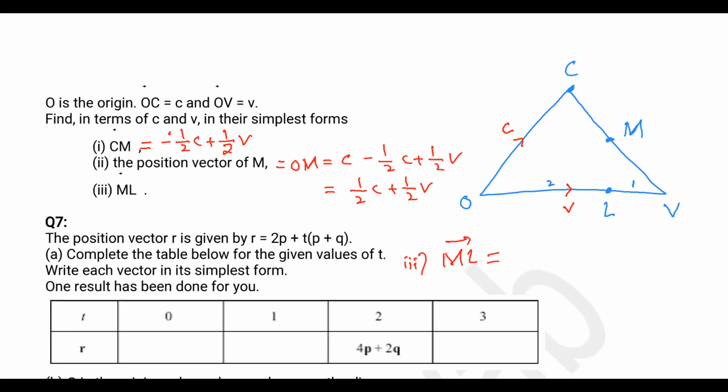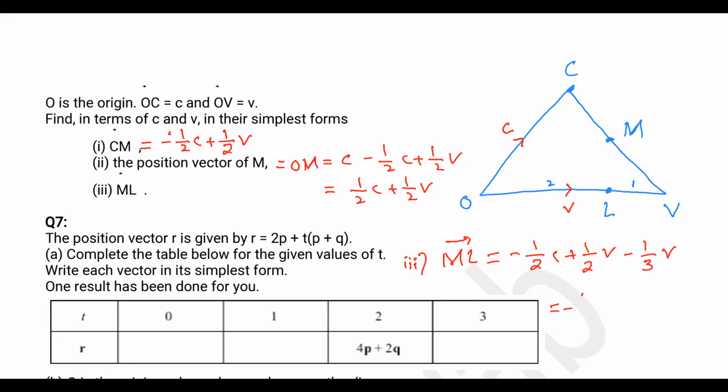Yes, so if you are looking for ML, it is MV plus VL, that's the path. And MV is same as CM. MV and CM are equal, so copy that. CM was -1/2 C plus 1/2 V. This is your vector MV. And now VL is 1/3, one part for VL and two for OL, so overall 3 parts. So VL is 1/3, but you're moving against the direction of V, so -1/3 V.